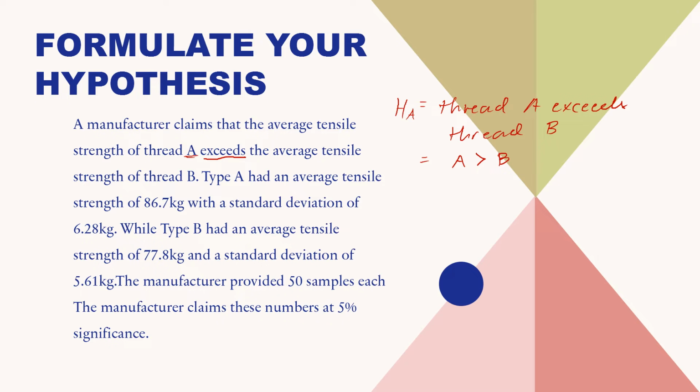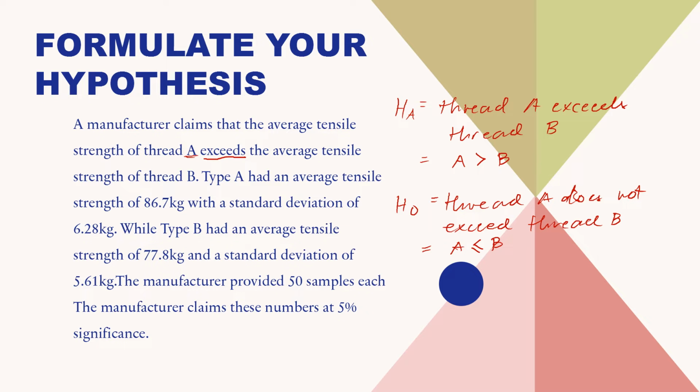Okay. Next, for your null hypothesis, thread A does not exceed thread B. Again, we have to represent that mathematically. So that's A is less than or equal to thread B. Okay, so that is simply how we formulate our hypothesis.